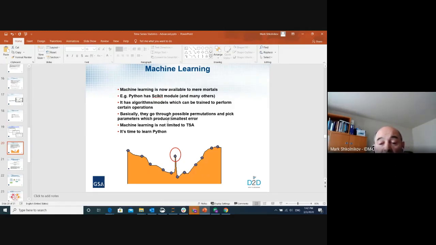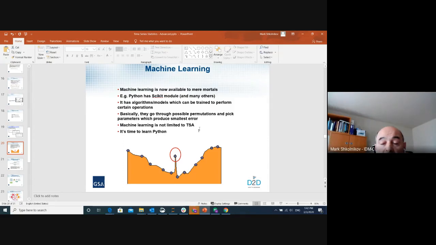So what happens inside of the model is pretty much brute force computations. The algorithm inside of a model creates all possible permutations and picks up the ones that have produced smaller errors on this training data set, or other criteria.